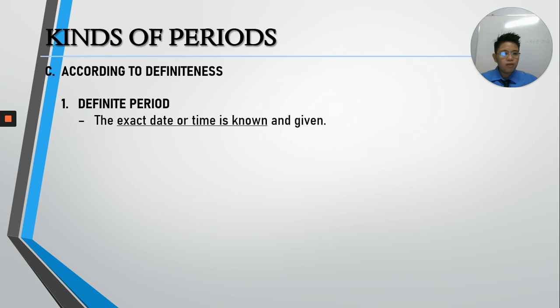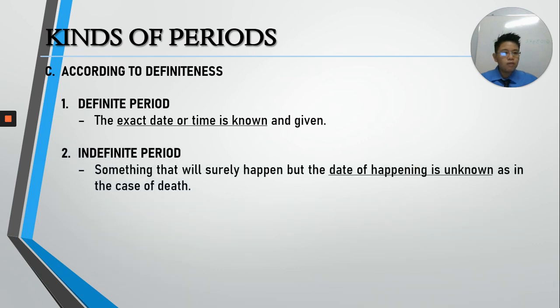December, bibigyan kita ng baon, ng pera, December 25, 2021. So, kailan ka bibigyan ng baon? December 25, 2021. Indefinite period, bibigyan kita ng baon kapag namatay si X. So, remember, you know surely that X will die because everybody dies, as I've said a while ago, as I've said sa section 1. But remember, the date of happening is unknown. So, hindi natin alam kung kailan mamamatay si X. I hope soon, but hindi natin alam, di ba?